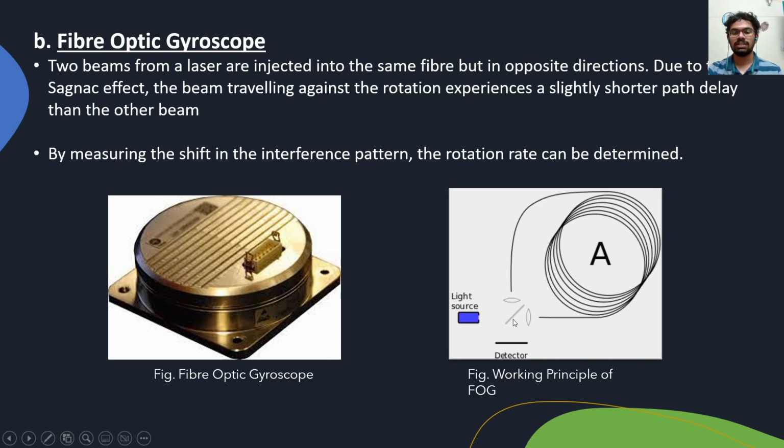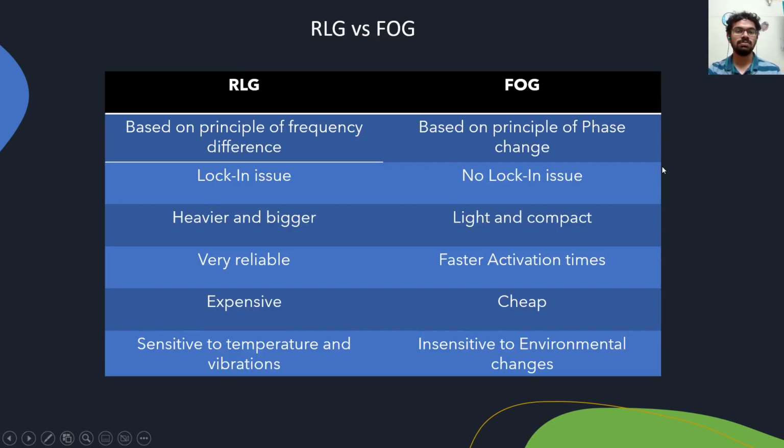So when a light source is sent through both of these ends, due to the Sagnac effect, one will reach the detector faster, one will reach the detector slower, which will result in a change in phase difference. So by observing this interference pattern, or the change in interference pattern, we can determine the rotation or rotation rate or angular velocity.